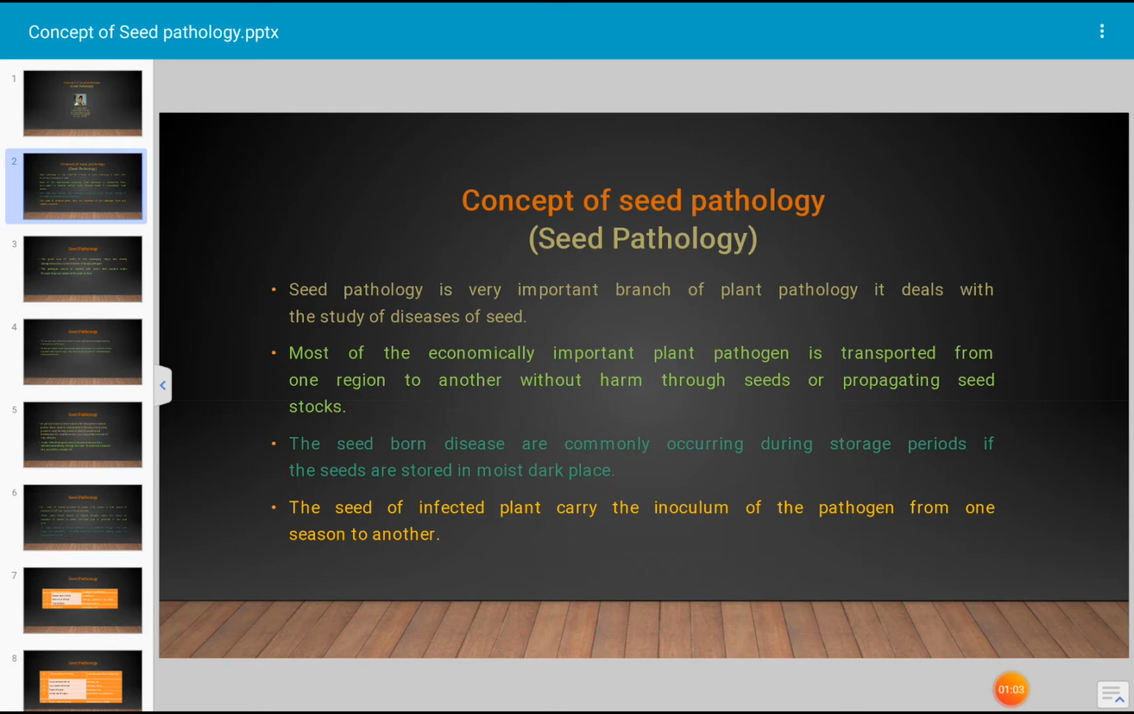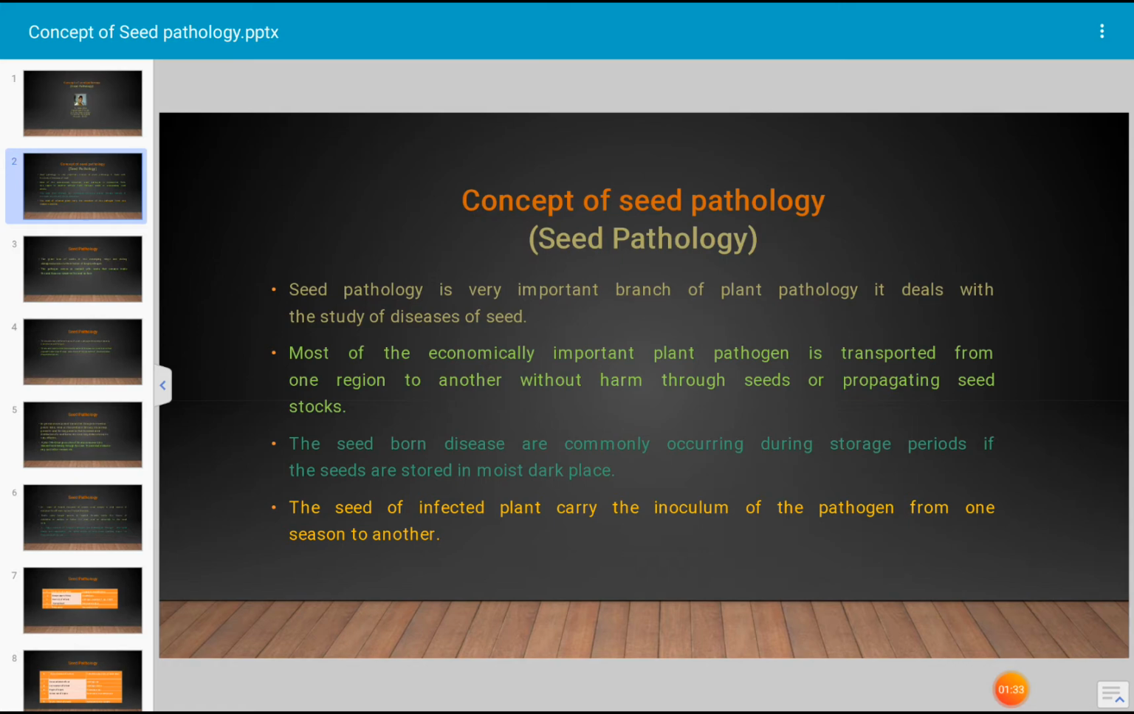Seed-borne diseases commonly occur during the storage period if the seeds are stored in moist places. When we store seeds in moist places, most of the saprophytes grow on the seed. Initially, they grow on the seed surface. Later on, they start deterioration of the seeds. Rotting of the seeds also occurs.